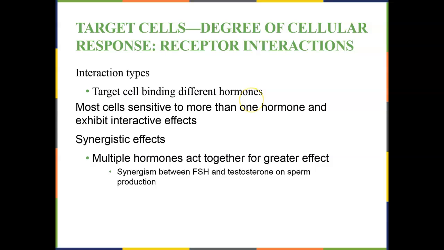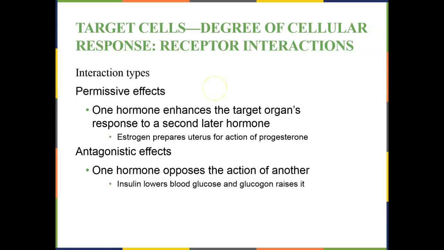So sometimes when you have more than one hormone binding at the same time, they can have synergistic effects. Synergistic effects, just like with the muscles, means they work together. An example here, we have follicle stimulating hormone and testosterone. Both work to produce sperm in males. Permissive effects occur when one hormone paves the way for the other hormone. So the best example here is estrogen and progesterone. Estrogen first goes into the uterus and prepares the uterus for the actions of progesterone.